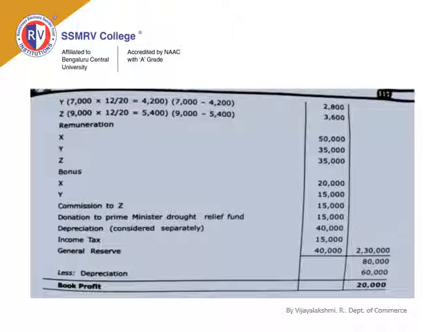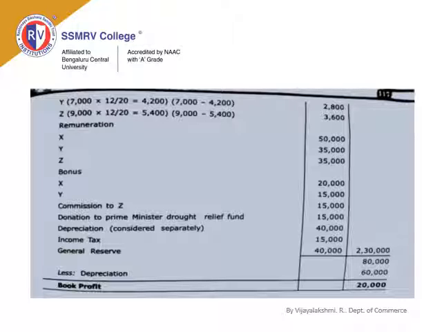Next, interest paid to Y. 7,000 into 12 by 20, which comes to 4,200. 7,000 minus 4,200 is 2,800. Next, interest paid to Z. 9,000 into 12 by 20, which comes to 5,400, and the difference between 9,000 and 5,400 is 3,600. Remuneration paid to XYZ is shown here, 50,000, 35 and 35. Bonus paid to X and Y is taken, 20,000 and 15,000. Commission to Z is taken, which comes to 15,000.